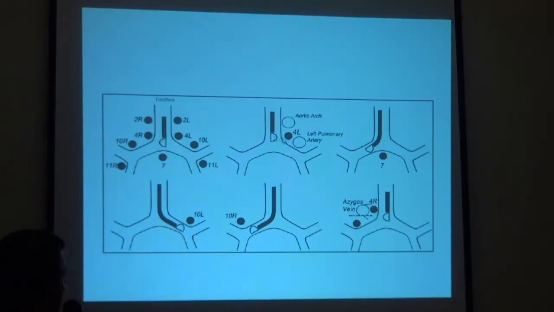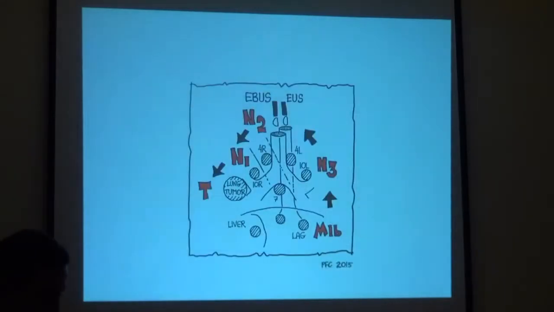The 4L, Mickey Mouse. The 7, you need your endoscopic view. The 4R, you need the azimuth. The 10, left and right, you need to be in the main stem bronchus on the right and the left. And for the 11, you need to go to the secondary carinas. So quite simple, that's a recap.